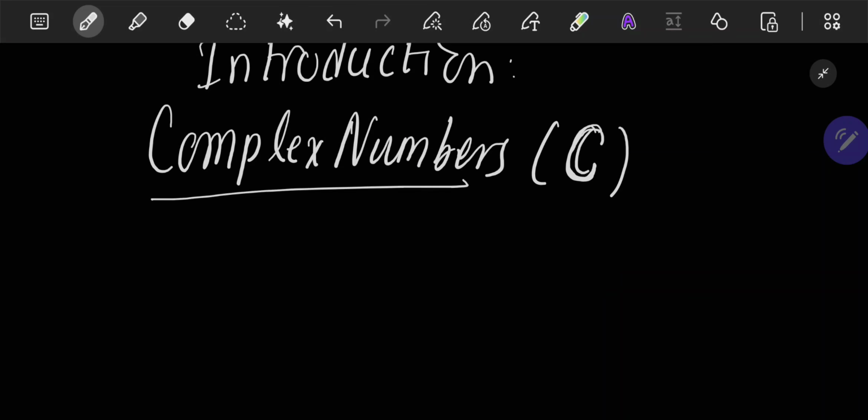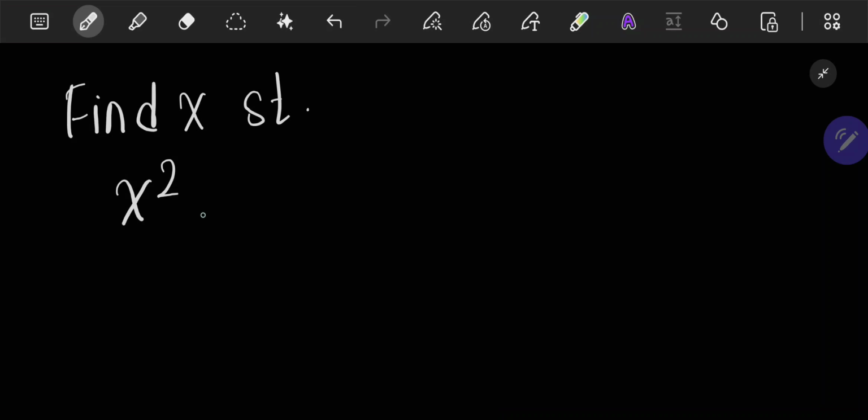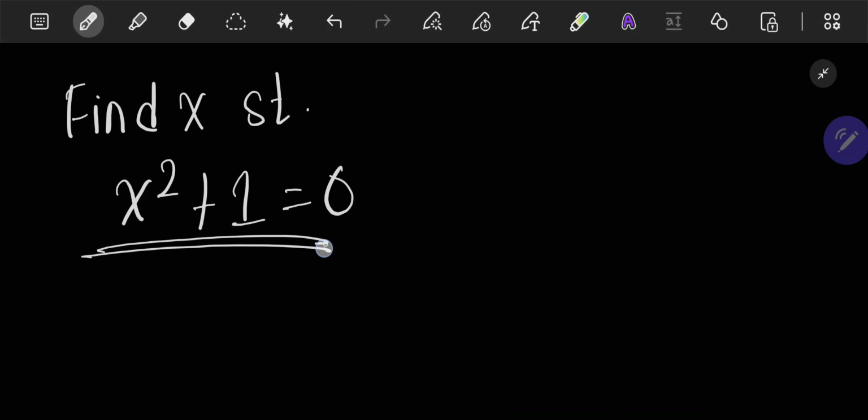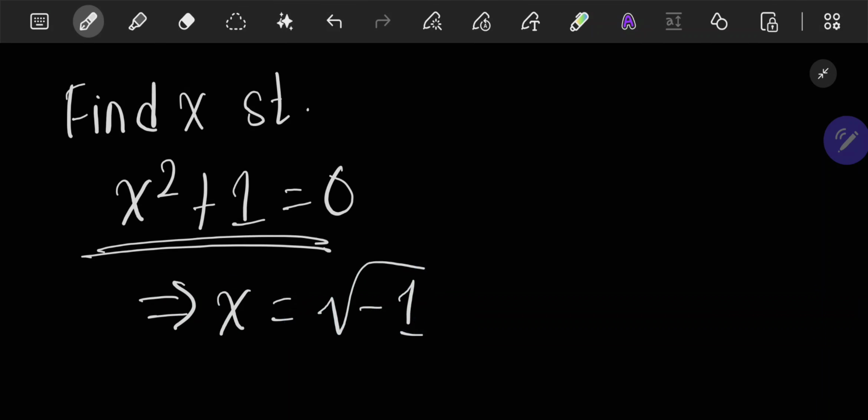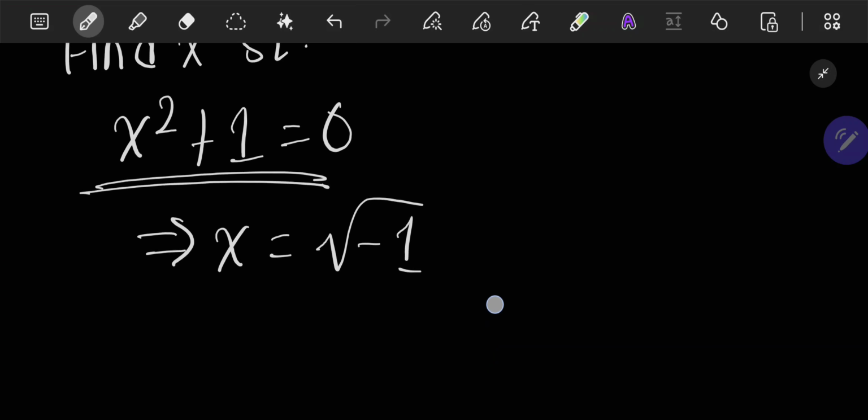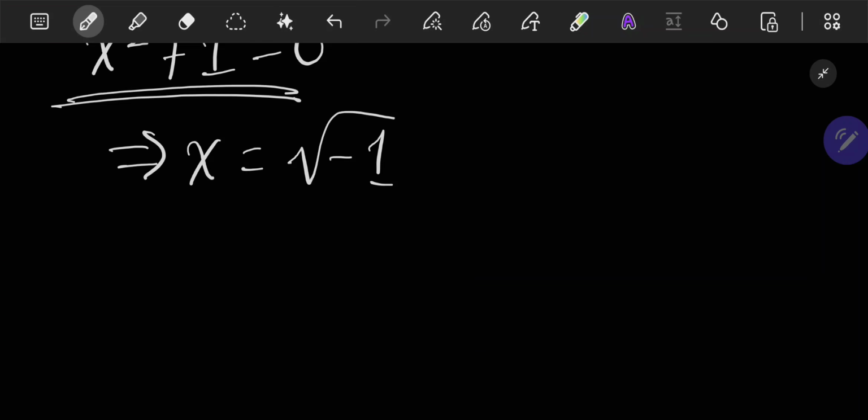Now, I pose to you a question. Find x such that the square of x plus 1 is equal to 0. If you try to solve this for x, you will get x is equal to the square root of minus 1.